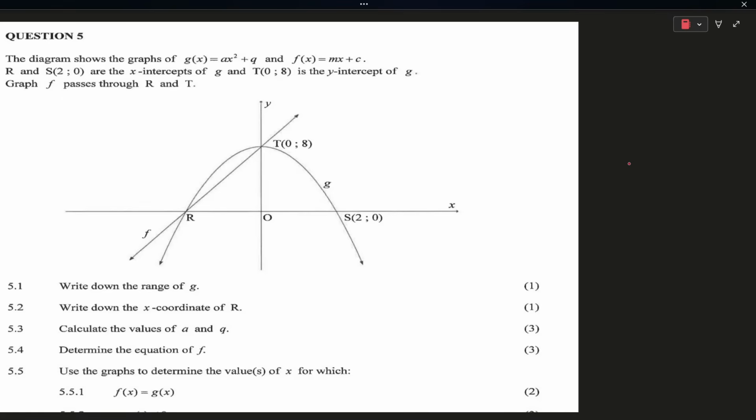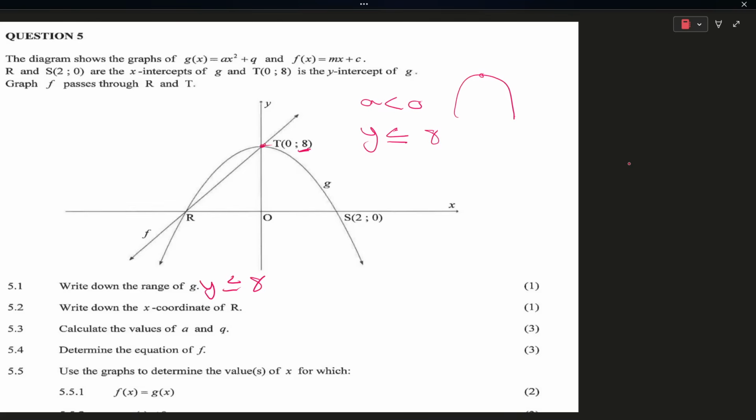You know that for the range, what is the value of a? It should be less than 0 because my graph is concave down. So for concave down, what is the range? I told you that y takes this sign, less than or equal to the y value. What is the y value of the y-intercept here? Here's my y-intercept. The y value is 8. So my answer is y is less than or equal to 8. That is my range. Do you get it, class?